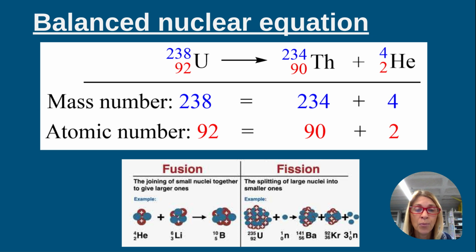Note in the fission example, there's a notation of 1 over 0 n. That is the notation for a neutron. And this is an example of a neutron bombardment. So that neutron is added to the uranium-235 nucleus on the reactant side, which causes it to be unstable. And then you can see the products of that decay on the right side. Pause the video if you need to examine these equations anymore.